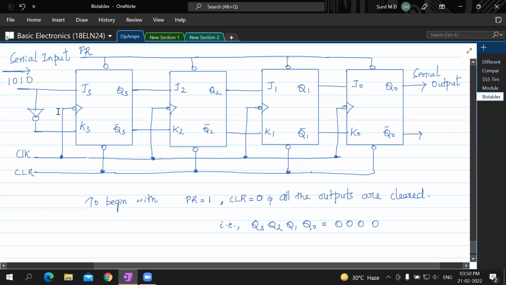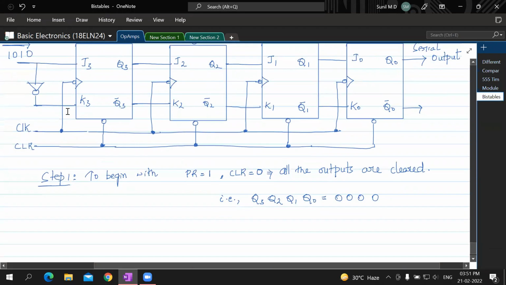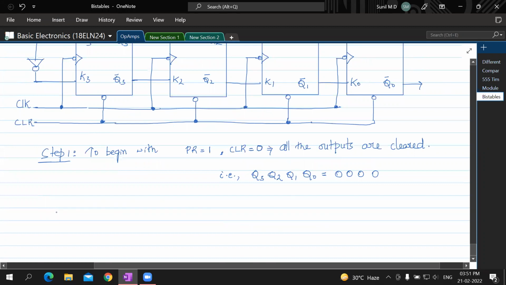Now, when would clock get activated? Anybody? When would clock get activated? So this is step 1. When would clock get activated? Can you see? When PR and CLR are 1. CLR. Very good. Step 2.